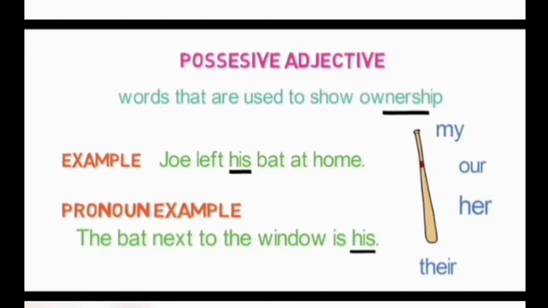Now, again, we talked about possessive pronoun, and it sounds similar to possessive adjective, but they are not. They both are used in different contexts. Let me give you an example of possessive pronoun. The bat next to the window is his. Here, his is not describing a noun. It is used instead of a noun. So, it is a pronoun.